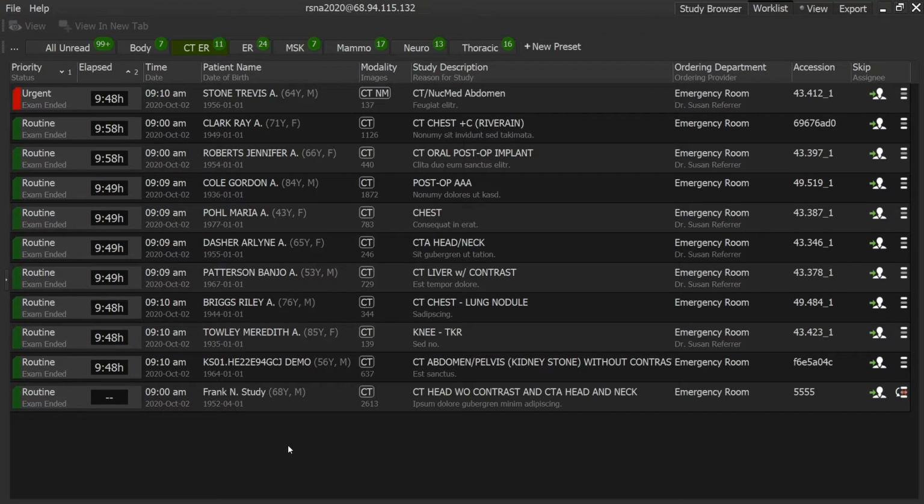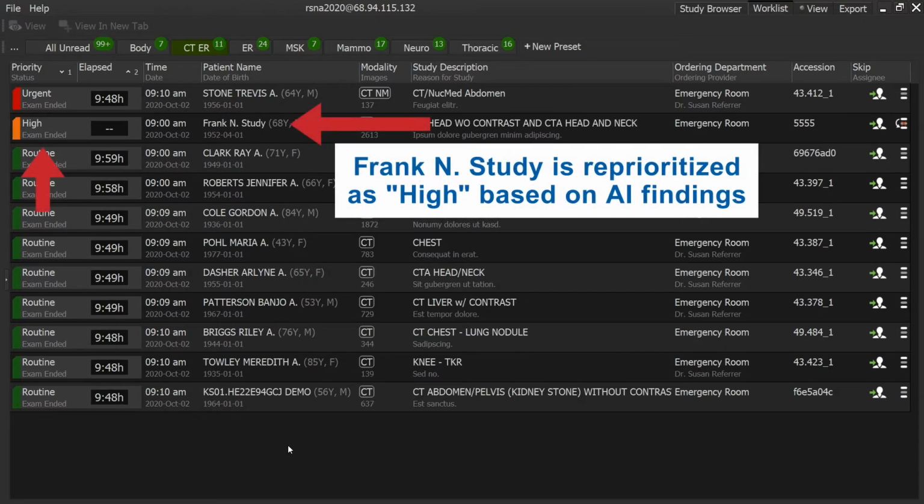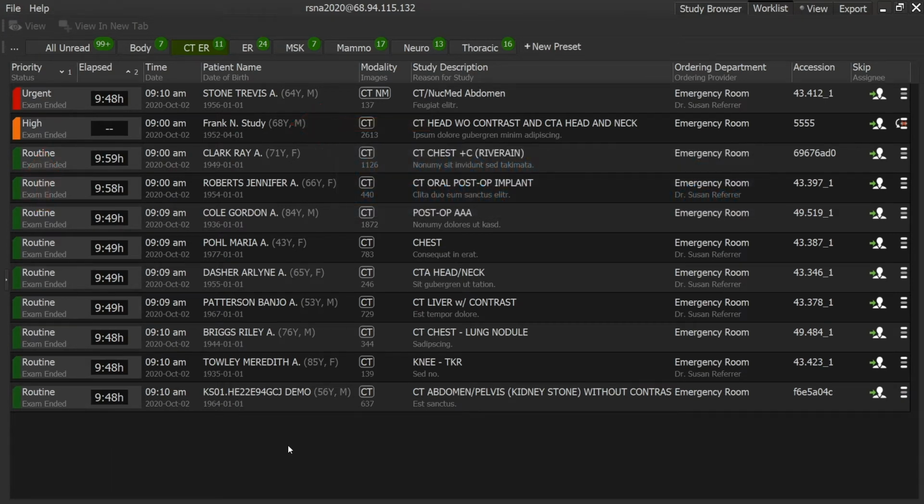In turn, these results are distributed to the Visage 7 Enterprise Imaging Platform to reprioritize the reading of the study given the acute findings. The study is moved to the top of the reading work list.